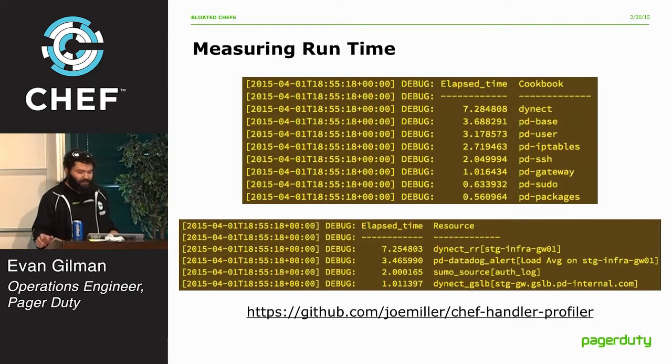So there's an open source Chef handler called Chef Handler Profiler that we use to do this. It measures both cookbook and resource time spent in each one. And you can see in this list that it's actually quite dominated by resources that are making API calls, so those tend to take longer than anything else we're doing in the run.